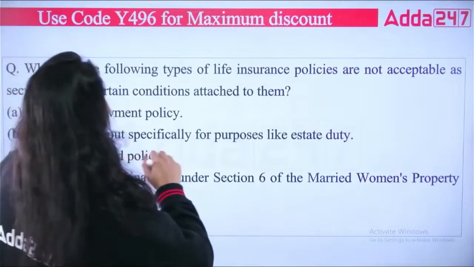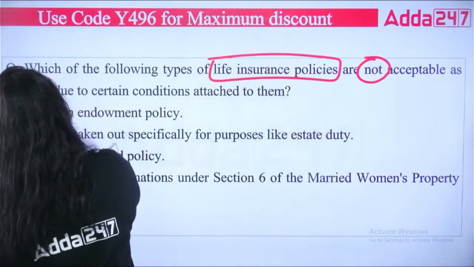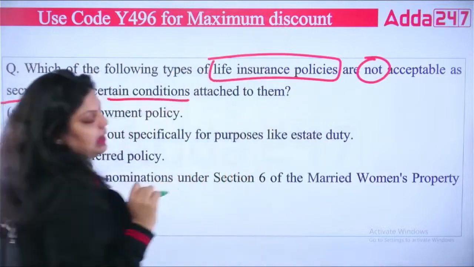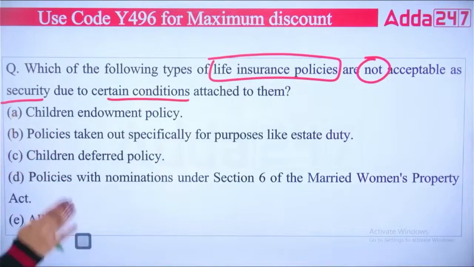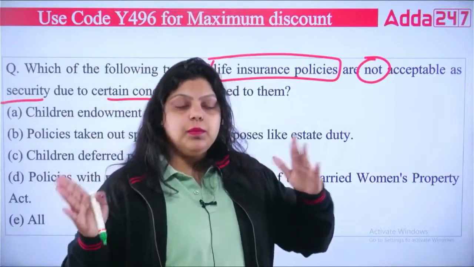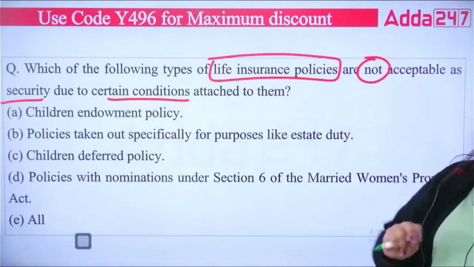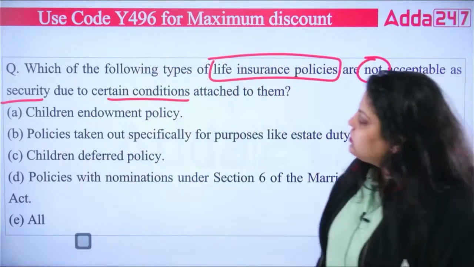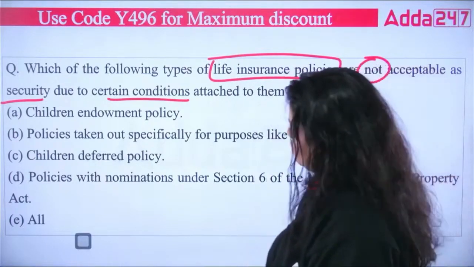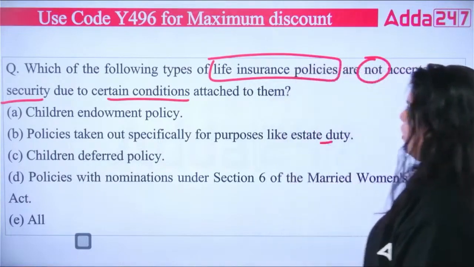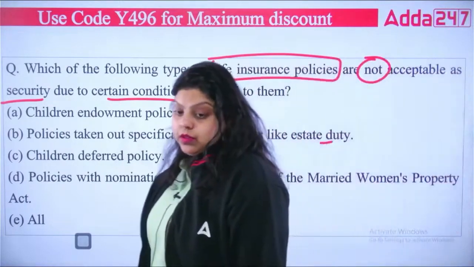Next question is, which of the following types of life insurance policies are not acceptable as security due to certain conditions attached to them? Which of the following life insurance policies cannot be used for the purpose of taking a loan against them? You cannot give them as a collateral, you cannot give them as a security. First is children endowment policy. Policies taken out specifically for purposes like estate duty. Then children deferred policy. Then we have policies with nomination under section 6 of the Married Women's Property Act and all. So, what do you think?